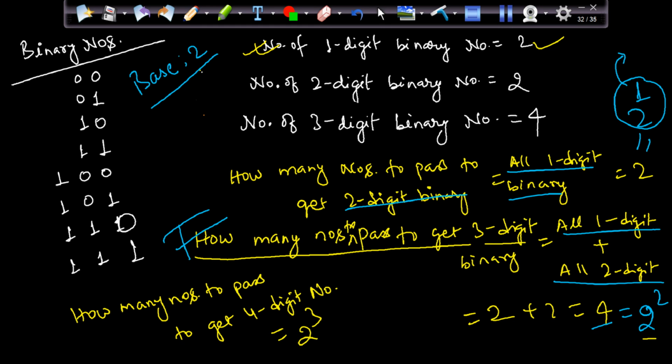See, this was the decimal. In case of binary, the base was 2. How many numbers do we have to pass to get to the first two-digit binary number? 2 to the power 1. The base was 2. How many numbers to get to the first three-digit number? 2 to the power 2. How many to get to the first four-digit number? It is 2 to the power 3. You see, there's a relation with the base.